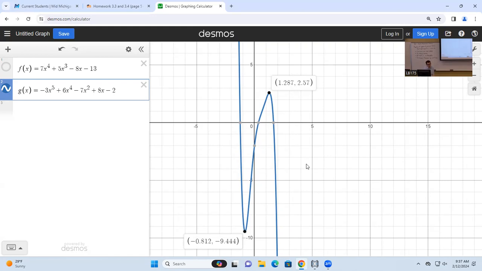And at those turning points, we're going to have sort of the smallest value or the highest value in that area, right?